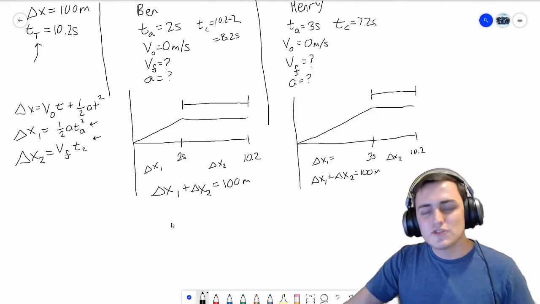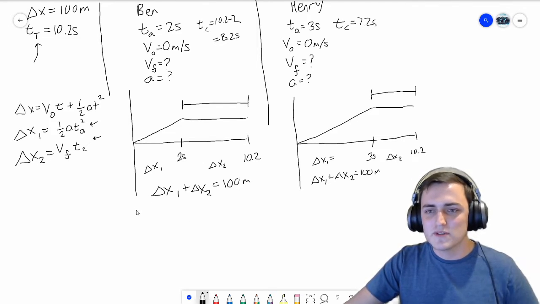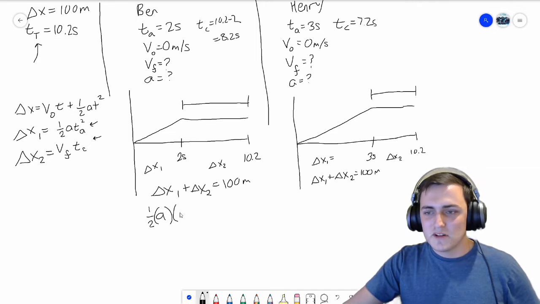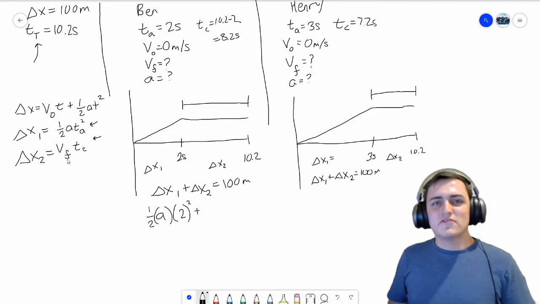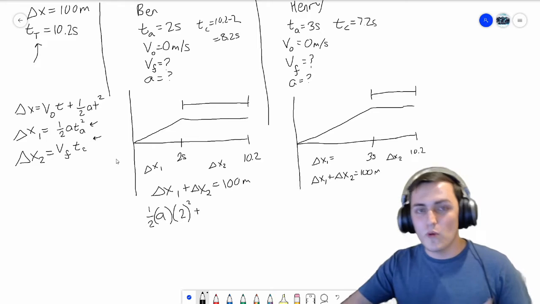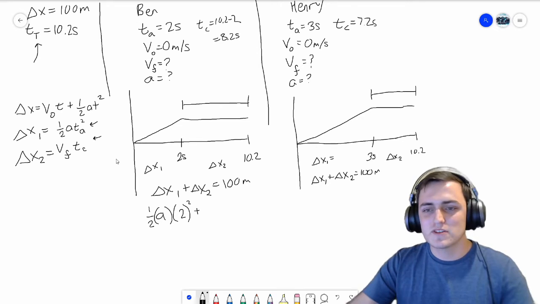So let's write out the expression delta x1 plus delta x2 in terms of Ben's variables. We're going to look at the formula for delta x1. We have 1/2 times his acceleration, which is an unknown variable, times his time of acceleration, which is 2, and that's squared. And then we have plus his v final. How do we find what v final is? That's another unknown. And we don't want to have more than one unknown variable in this problem, or we're not going to be able to solve it.